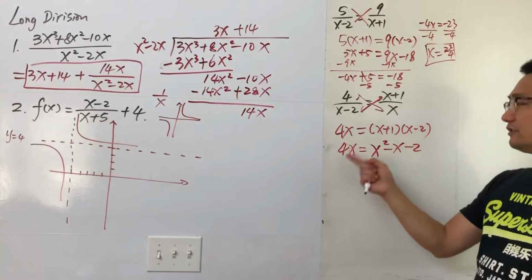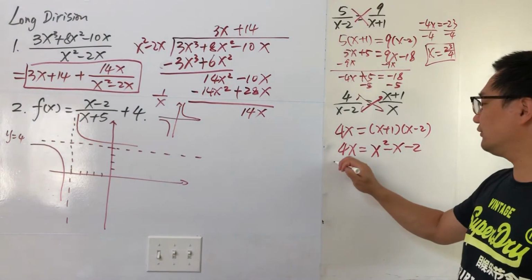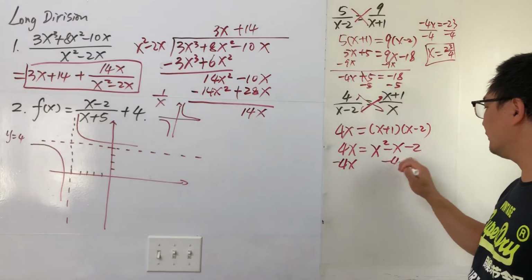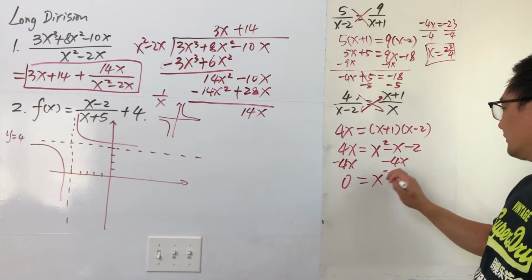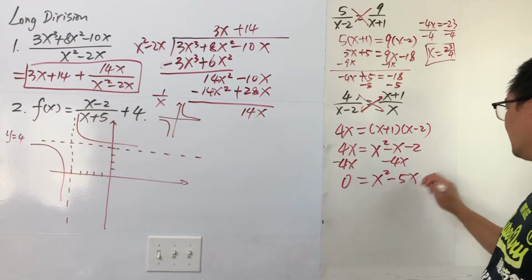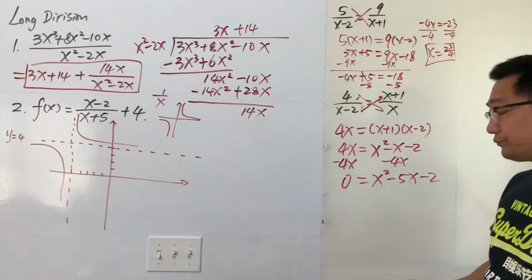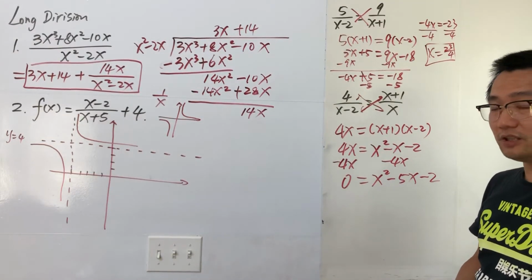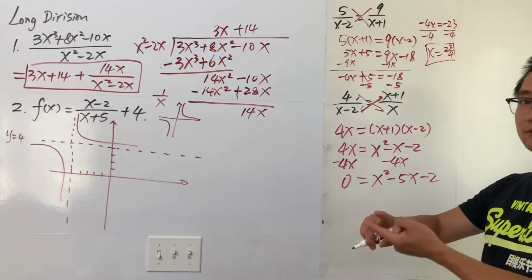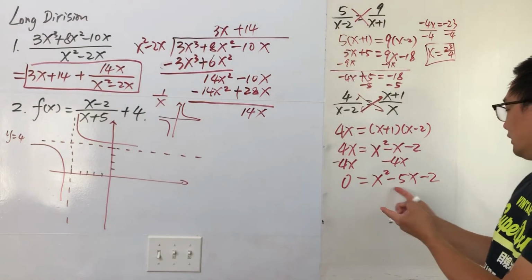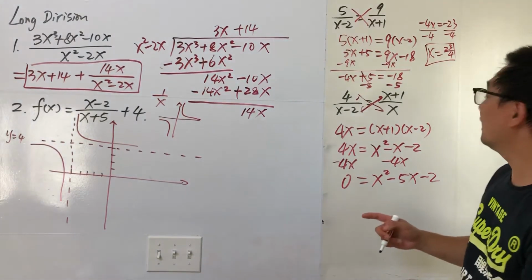Now you have to minus 4x on both sides, because for a quadratic equation one side has to be 0. So finally it changes to 0 equals x squared minus 5x minus 2. That means it is a quadratic equation. How can we solve a quadratic equation? You can FOIL it, you can factor it. But for this one, we cannot factor it, which means you have to use the quadratic formula.